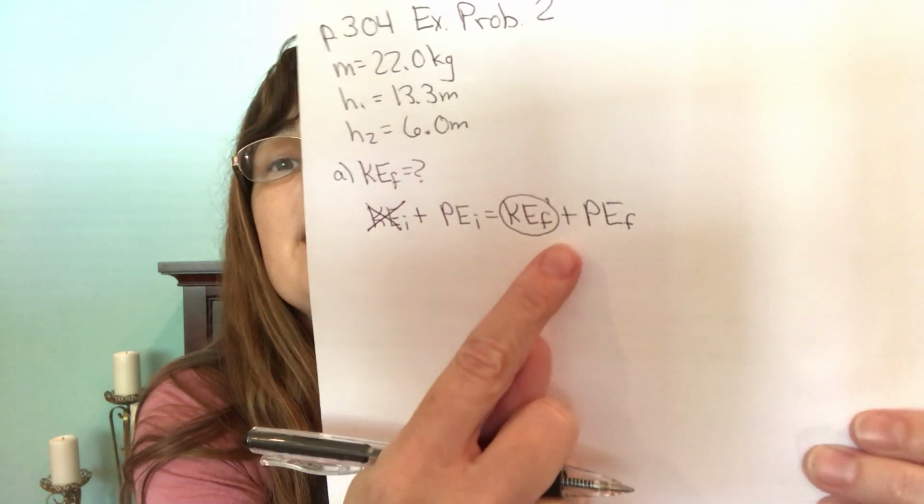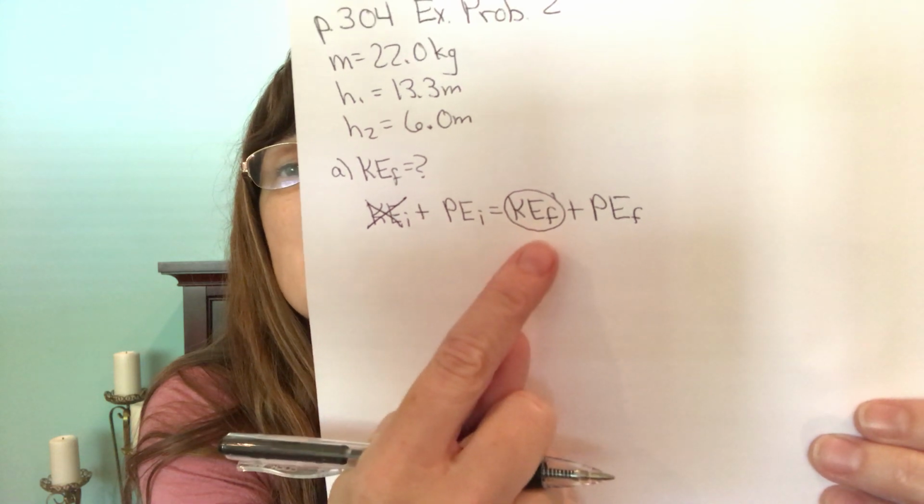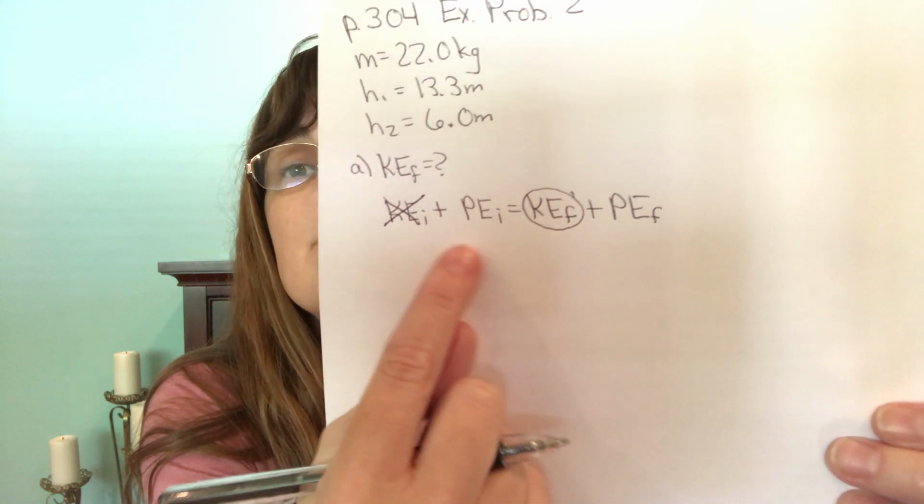And then we're trying to solve, and I'm just going to circle it because we're solving for this. We're trying to solve for KF. I don't want to break that down, but I do need to break down these potential energies. It's been a while, but remember potential energy, which is PE, the formula for that.